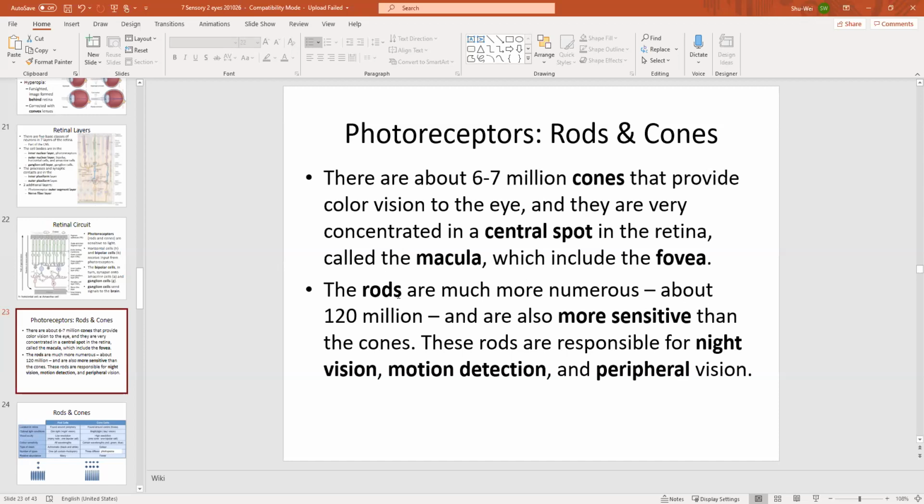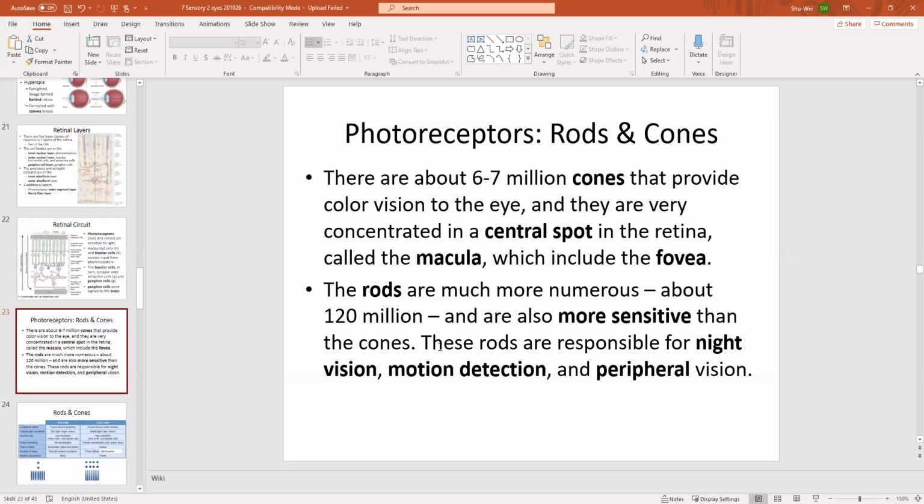And because the rods are more in the periphery and not in the center, rods are sensitive to light and to peripheral vision. They are also sensitive to night vision because they are photon sensitive. They are not color sensitive. So during the night, we rely on the rods to see objects.